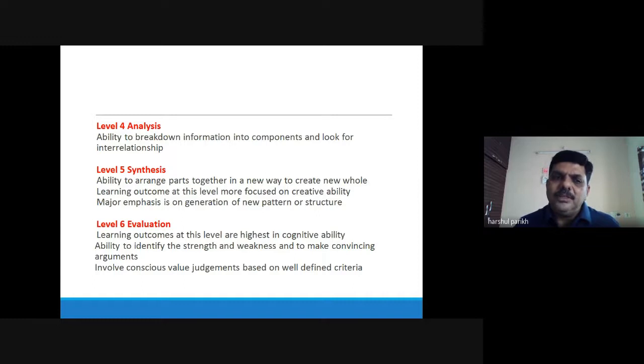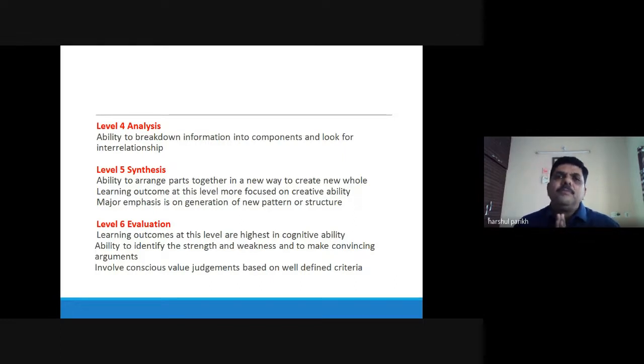The fourth level is analysis: break down the information into different components, and correlate and interrelate all these components for the learning experience. The fifth level is synthesis, where different parts are arranged together in a new way to create a new thing. So the learning outcome at this level, the synthesis level, is called creative ability. And the major emphasis is on generation of new structure.